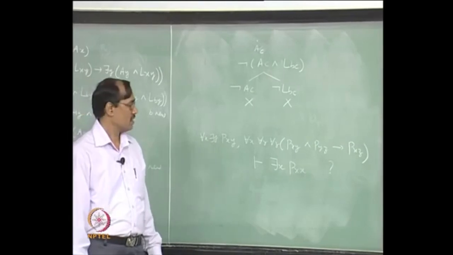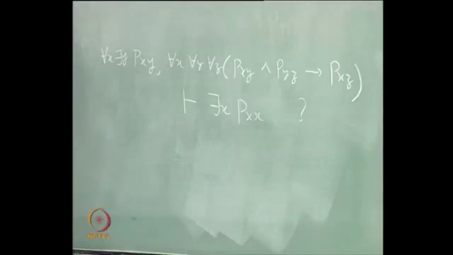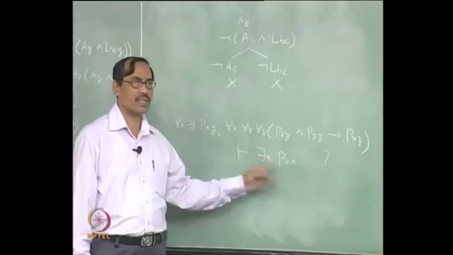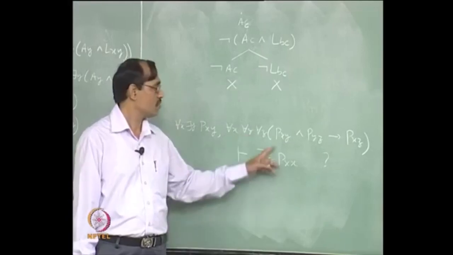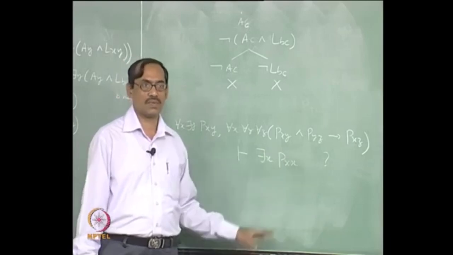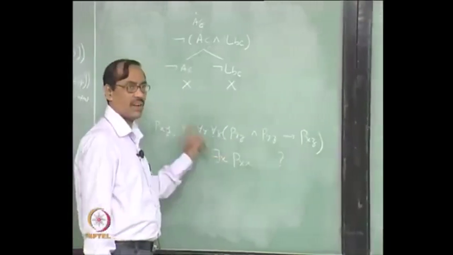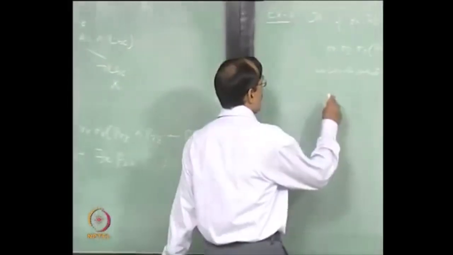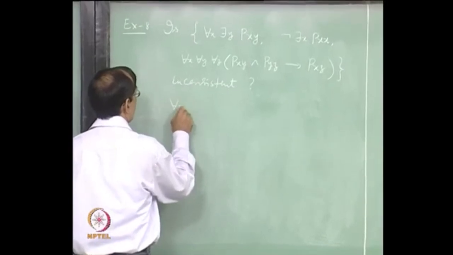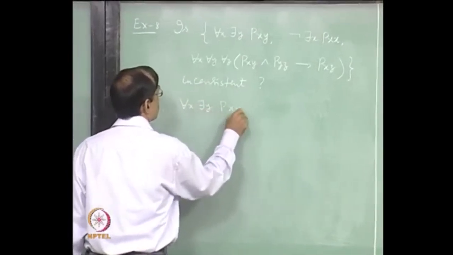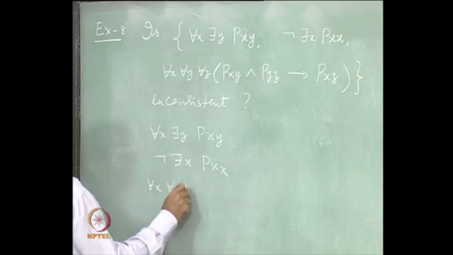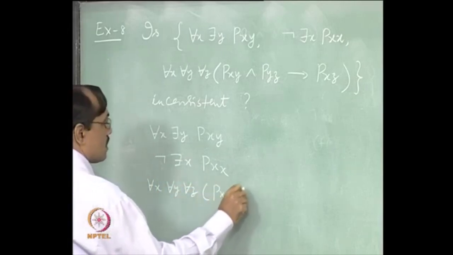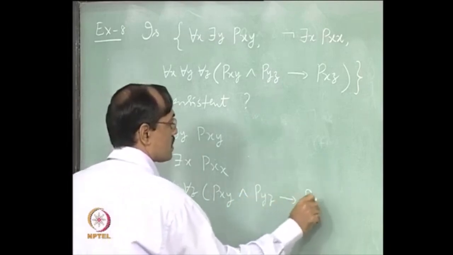Right. Fine. I am not saying that we are using RA, but the tabula method itself. Tabula method says when you go for proving this, you take this and the negation of the conclusion, so that it is inconsistent. So RA is in the definition of the tabula, right? So both the things are same, both the questions. So now let's proceed. Even if you started with this, you take not there is x P x x and then continue. So you have now three sentences in the root: for each x there is y P x y, not there is x P x x, and for each x, for each y, for each z, P x y and P y z implies P x z.